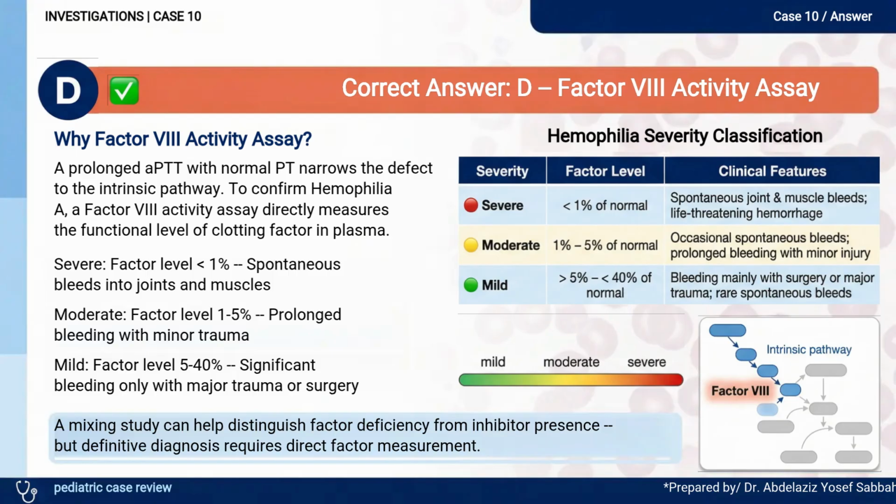A mixing study can help distinguish factor deficiency from inhibitor presence, but definitive diagnosis requires direct factor measurement. Prothrombin time, bleeding time, and thrombin time do not measure factor VIII activity and cannot confirm the diagnosis.